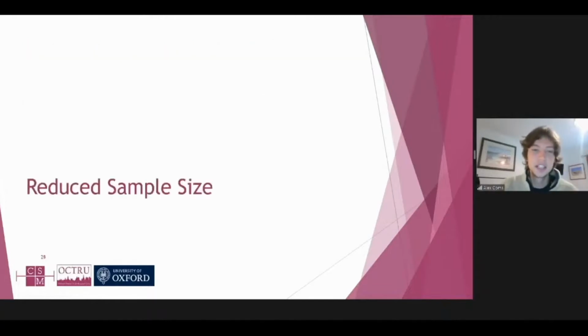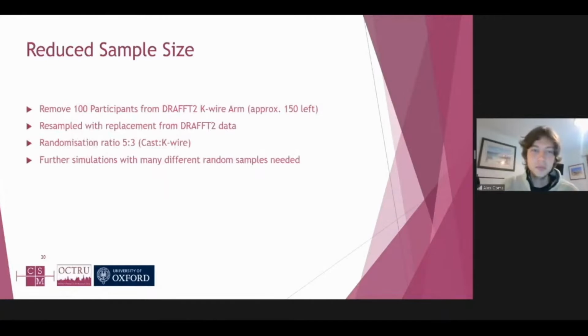So that leads me on to the idea of using a reduced sample size. What I did was, this is kind of a throwaway at the end, something that needs a lot more work from me, but I think is really interesting. I randomly removed 100 participants from the draft 2 K-wire arm from my made-up data set to leave approximately 150 people. I did this by resampling with replacement from the draft 2 data. This gives you a rough randomization ratio of about 5 to 3, so 250 in the CAST, 150 in the K-wire. And as I say, this definitely needs further simulations and lots more random samples, and we need to really ascertain error rates and so on, and requires a full simulation study to get to the bottom of it. But I'll just show you provisionally what I've done.